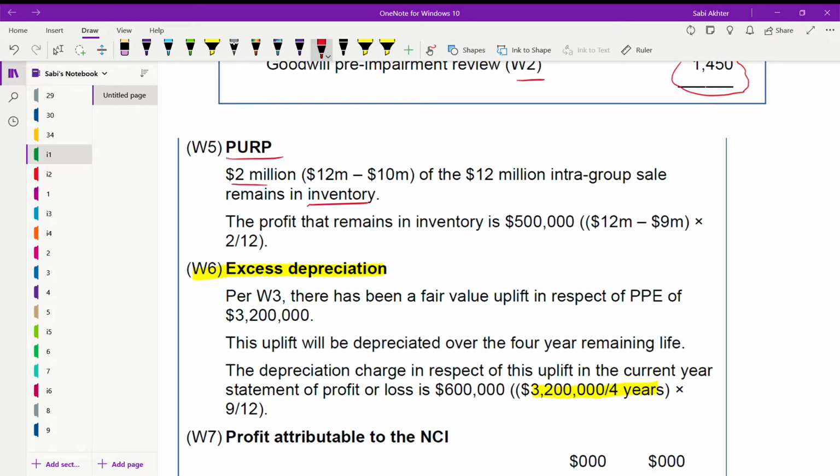It is an intra-group sale. Out of that 12 million, 10 million he has sold outside. So the total that is remaining in the inventory is 2 million. Okay, what about the profit? You need to find the profit also, on what remains in the inventory.